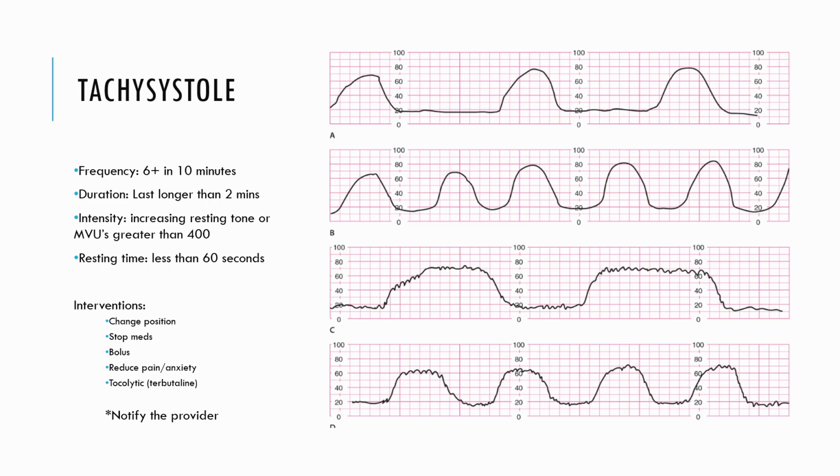So we get concerned with that because every time the patient has a contraction, it cuts off the blood supply to our baby. So things that we want to do is we want to try to limit these contractions. So we're going to change position. Okay, roll mom. Stop any medications that might be causing contractions. We can give her an IV fluid bolus. Try to reduce her pain and anxiety. If needed, we could give a tocolytic like terbutaline. And then we want to notify the provider, because if our baby's heart rate hasn't declined yet, it will very shortly.